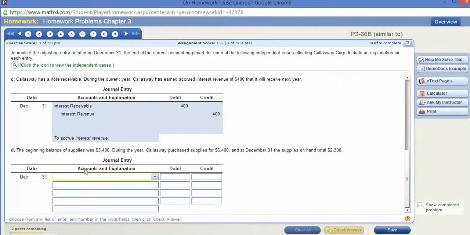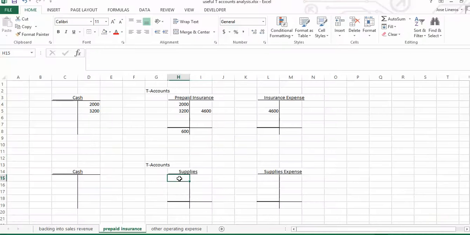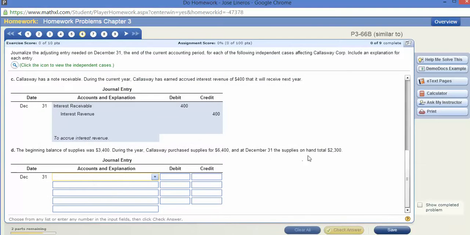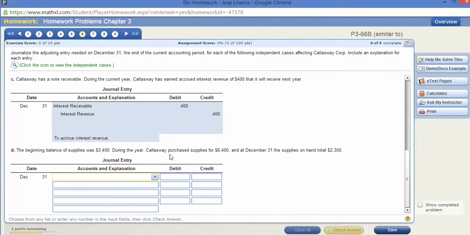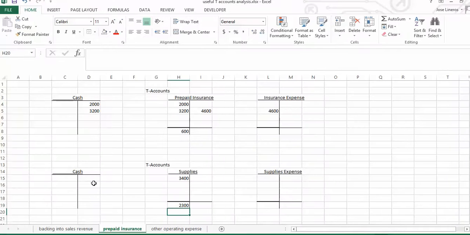So let's do the outside first. That's the easy part. Beginning balance of supplies is 3,400. And ending balance on hand is 2,300. That's how much is left at the end. And then in the middle, you had a transaction. During the year, Callisway purchased supplies for 6,400. Okay, so you know that in the middle of the year, you purchased some more supplies. Well, if we purchase, we know that's going to be lowering cash by 6,400, right? And then we're going to have 6,400 in additional supplies.